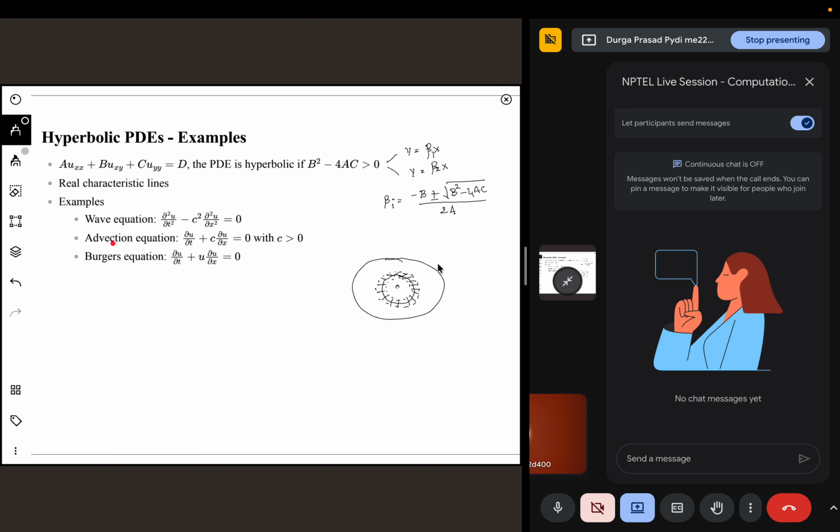The other equation is the advection equation, which is a term that comes in our Navier-Stokes equations. We'll have u, but let's say it is constant. Let's say we have a flow where the velocity is maintained constant, and let's consider a scenario like this.